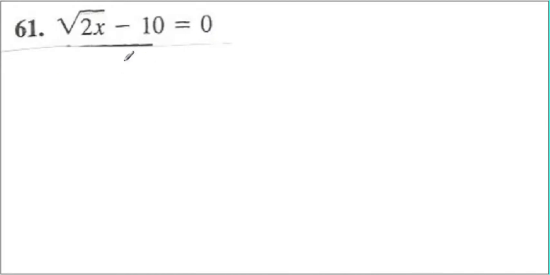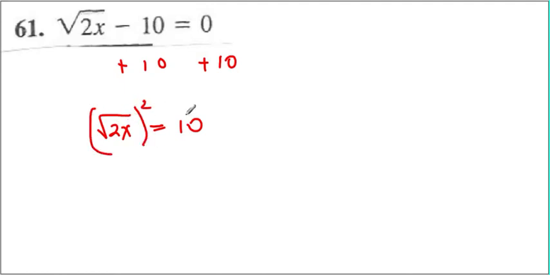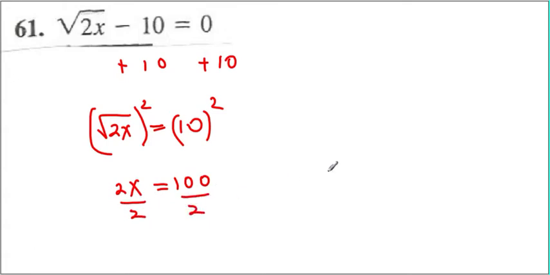The first thing we can do is add 10 to both sides. Then we get the square root of 2x must be equal to 10. Next we want to get rid of the radical. How are we going to do that? That's right. We can square both sides. Then we'll end up getting 2x is equal to 100. Then when we divide by 2 on each side, x will be equal to 50.